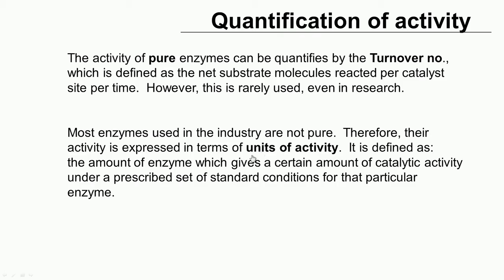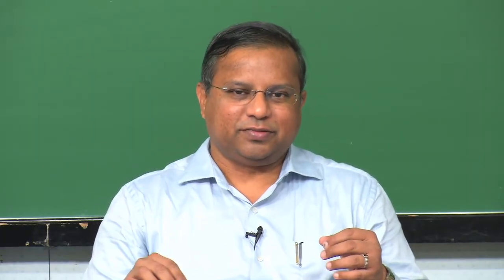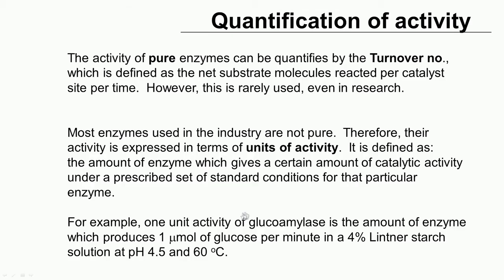A unit of activity is defined as the amount of enzyme which gives a certain amount of catalytic activity under a prescribed set of conditions for that particular enzyme. Okay. It is highly variable and applicable only for that particular enzyme. Okay. And people have kind of agreed on this, this is how it is right now. For example, 1 unit activity of glucoamylase is the amount of enzyme which produces 1 micromole of glucose per minute in a 4% Lintner starch solution at pH 4.5 and 60 degrees C.